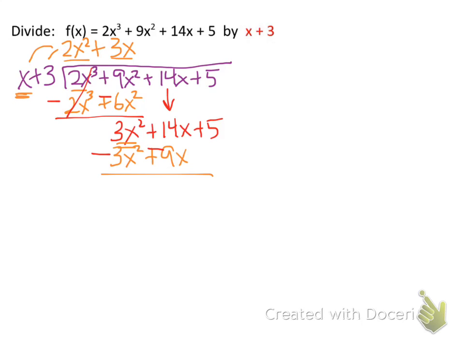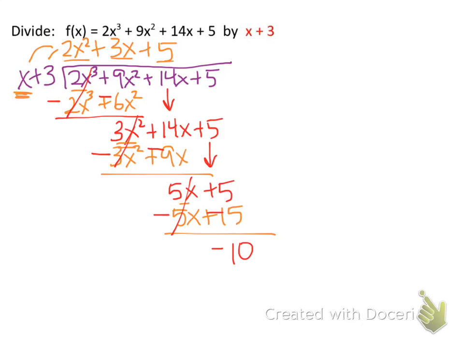And again, subtracting, my first term cancels, becomes 0. 14x minus 9x is 5x, and again, bringing down that 5. Then let's go through that process again. X times what would give me 5x? And that would be plus 5. Again, multiplying, I get 5x plus 15. Subtracting, and I get negative 10. So once again, I'm going to write that as my remainder, plus negative 10 over x plus 3.